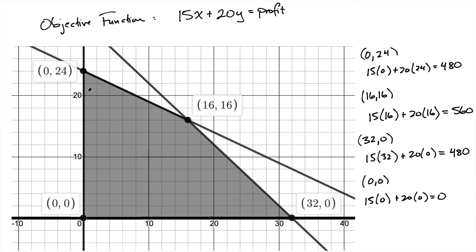So then you plug in all your vertices, and if you're trying to maximize, which we are here, we want to get the maximum profit, we just find which number was the biggest. And that was this 560. And so that tells us that this (16, 16) was the amount of Oxfords and loafers to manufacture in order to maximize the profit.